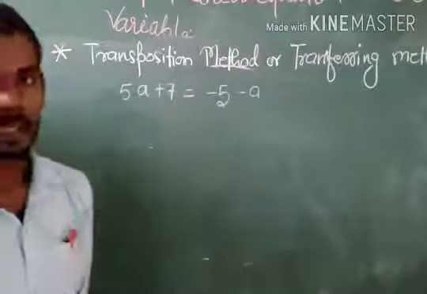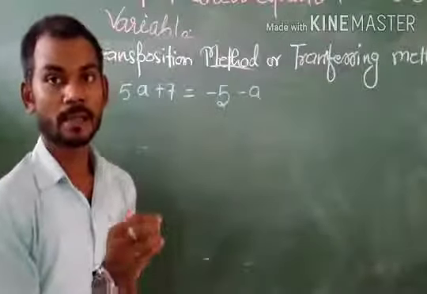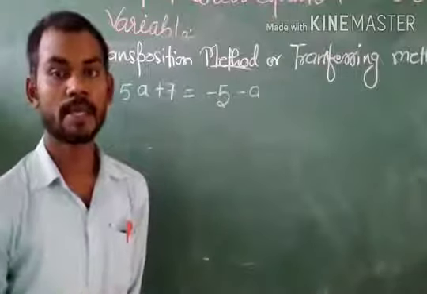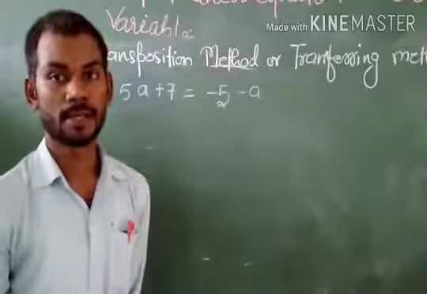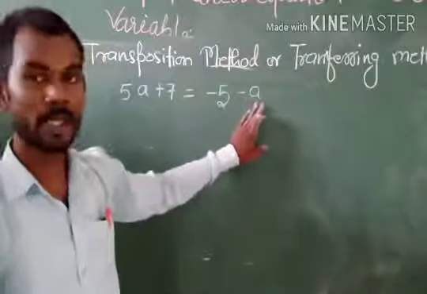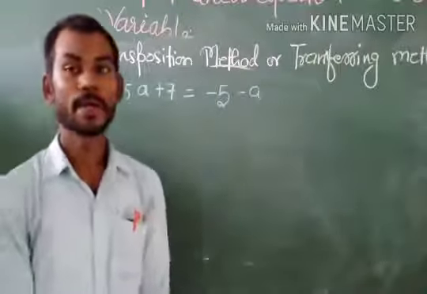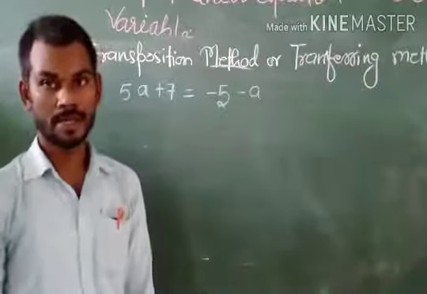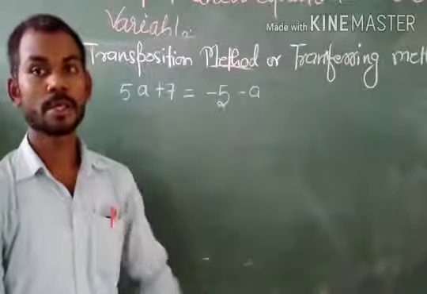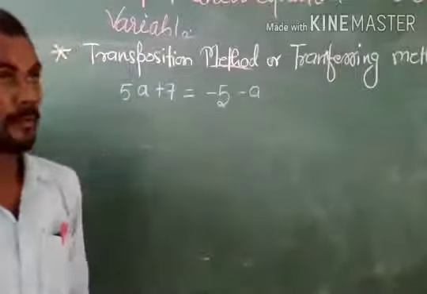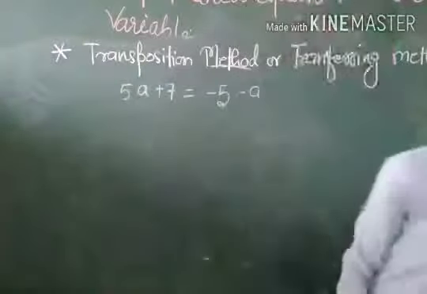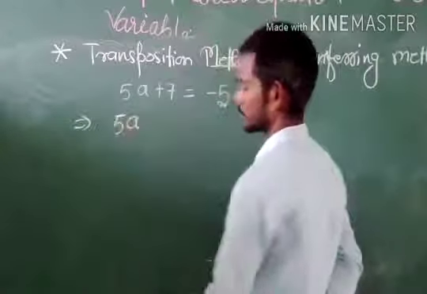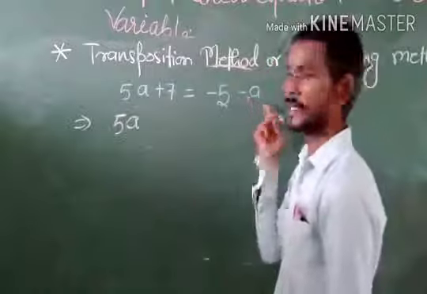Here we can see that both sides, the left hand side and the right hand side, have a constant as well as an unknown quantity, that is the variable, and the variable is denoted here by a. So here we need to transfer the variable quantity to one side and the constant quantity to the other side. So we write this 5a. Here we can see that minus a.